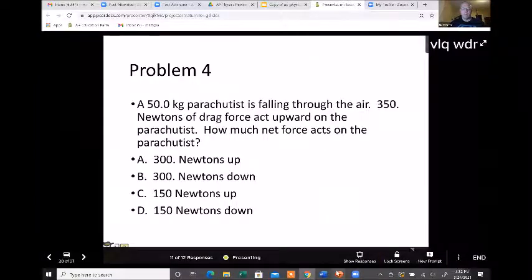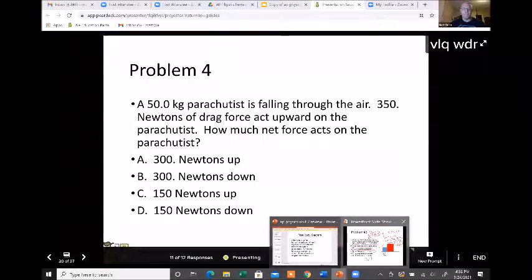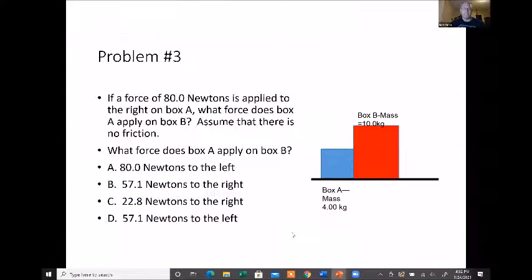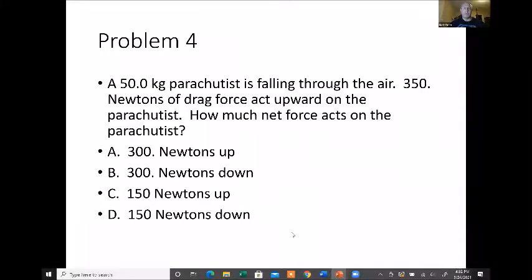So I'm going to go back to my PowerPoint now. I'm going to draw the parachutist here as just a box. This is my parachutist, and we have a drag force of 350 newtons acting on the parachutist. Well, you guys tell me, which direction is the drag force acting?